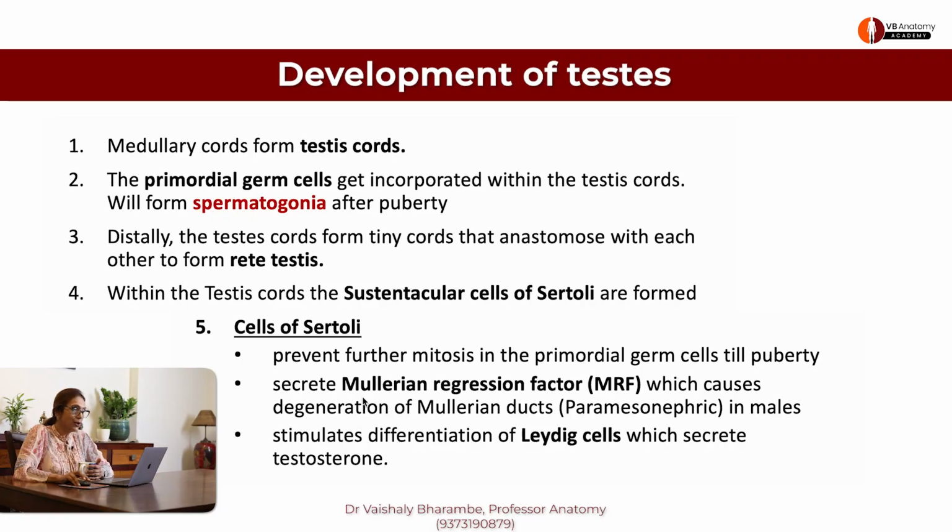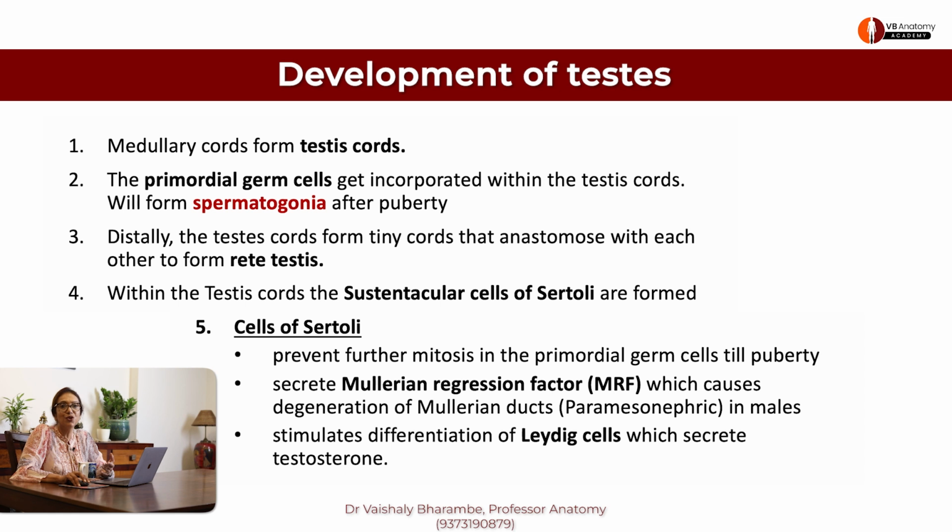They also secrete what is called Mullerian regression factor. What is Mullerian? Mullerian duct. Mullerian regression factor, it is suppressing the paramesonephric duct. The paramesonephric ducts are programmed to produce the female reproductive system. So in this case now, the Mullerian ducts are suppressed. Who is doing the job? Cells of Sertoli. They are also promoting differentiation of Leydig cells in the mesenchyme. These Leydig cells will produce testosterone, which will result in further development.